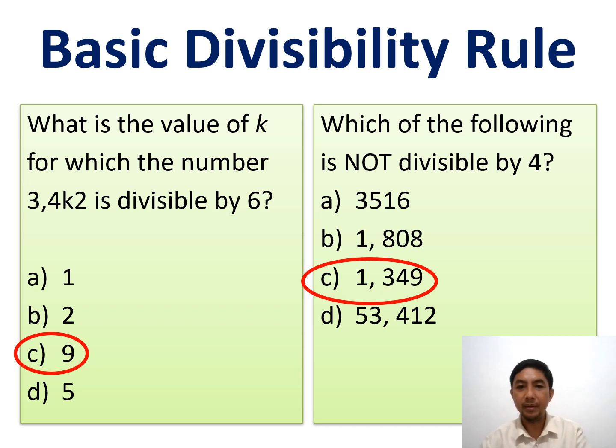So obviously here, for letter A, 16 is divisible by 4. Then the whole number is divisible by 4. Then 8 is divisible by 4. So the number 1808 is divisible by 4. 12 is divisible by 4. So the whole number is divisible by 4. So the answer here is letter C, because 49 is not divisible by 4. So the whole number 1349 is not divisible by 4.